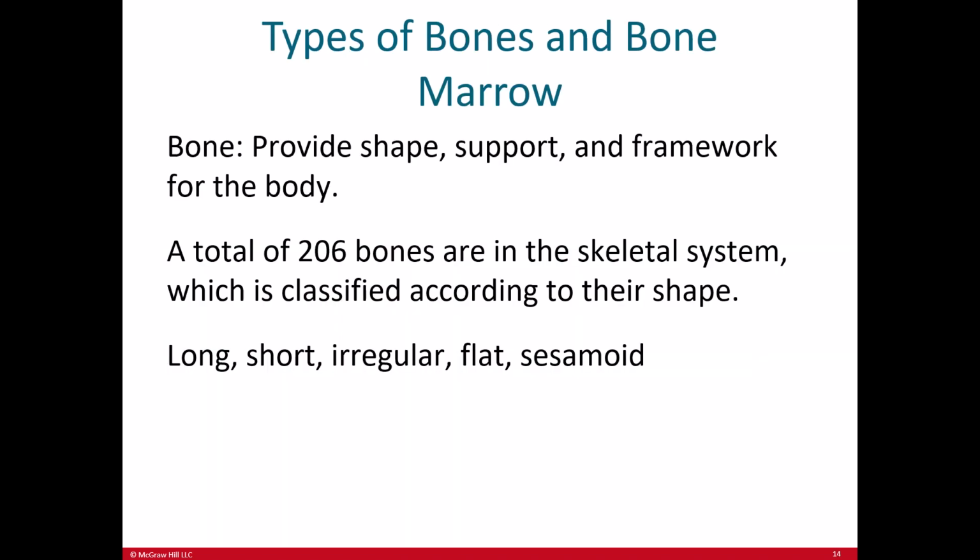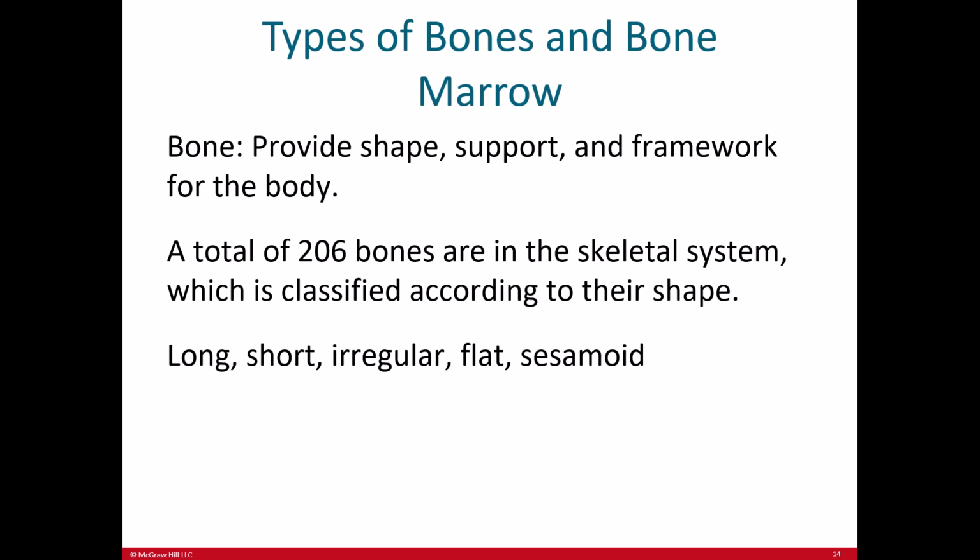All right, types of bones and bone marrow. Bone provides shape, support, and framework for the body. There are a total of 206 bones in the skeletal system, which is classified according to their shape. There are 5 different shapes, and you need to know these. There's a long bone, short bone, irregular, flat, and sesamoid.